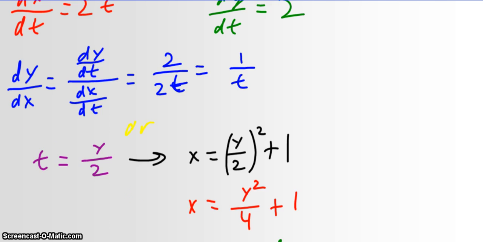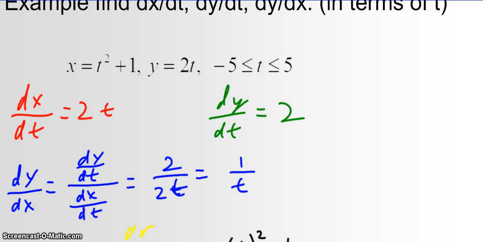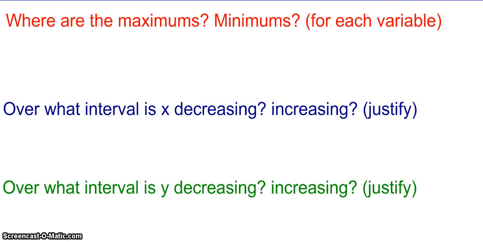Okay, so now using these equations and these derivatives, here are some things I want you to think about and figure out. Where are the maximums and minimums for each variable? Over what interval is x decreasing? And which intervals is x increasing? Over what interval is y decreasing? And over what intervals is y increasing? And I want you to justify all this with calculus. So pause the video and unpause when you're ready to check all of your answers.